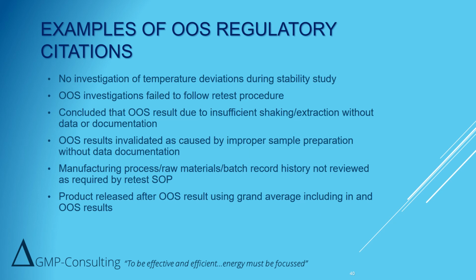So here are some examples of the kind of citations you get for OOSs, and if you read them you'll note that a few of them actually relate to not using your procedure properly. So the last one, releasing after OOS using a grand average, including in-spec and out-of-spec results. You can't average them. The prior one, not reviewing all the batch records properly the way you're supposed to. So it's not just having an out-of-spec SOP, it's making sure you follow it in exactly the sequence that you say you are.